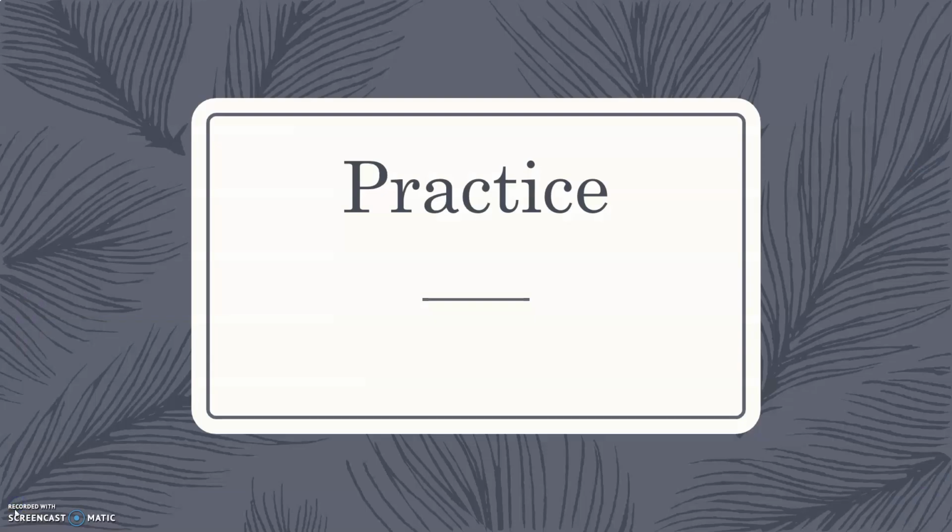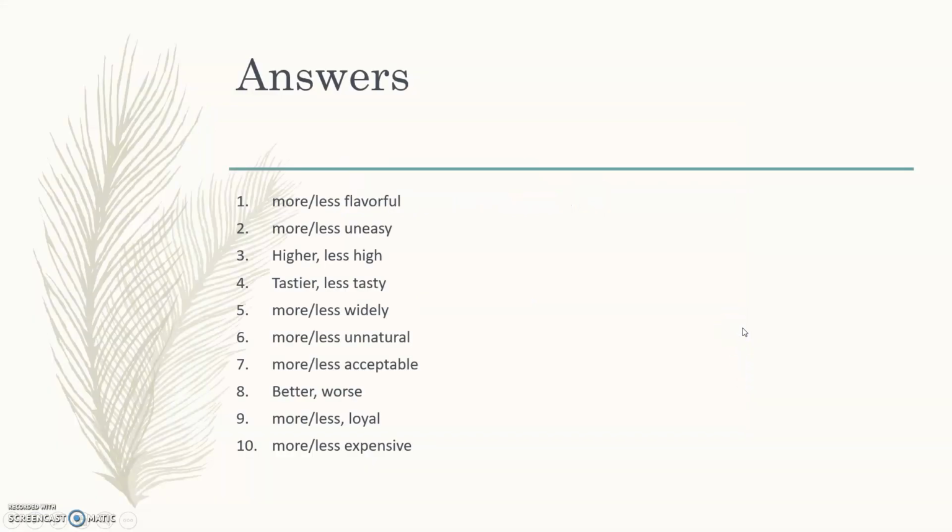Okay, so now let's check our answers. So here are the answers from this activity. Number 1, more, less favorable. Number 2, more or less uneasy. Number 3, higher or less high. Number 4, tastier or less tasty. Number 5, more, less widely. Number 6, more, less unnatural. Number 7, more or less unacceptable. Number 8, better, worse. Number 9, more, less unloyal. And number 10, more or less expensive.